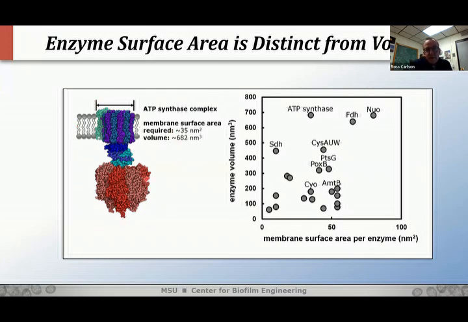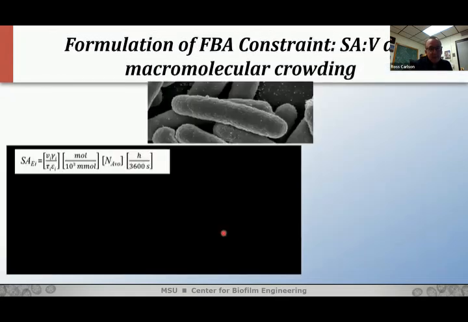Some folks have been looking at the total volume as a proxy for the total investment. If you look at the relationship between the enzyme volume and the surface area requirement, there isn't a strong relationship there. We're arguing that this membrane surface area is a unique biophysical feature of these enzymes and should be analyzed as its own parameter. So again, we're looking at surface area per enzyme.